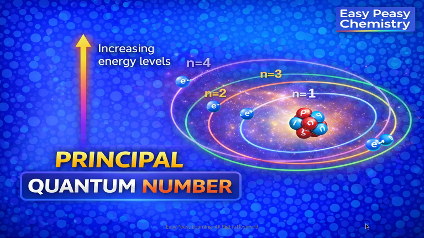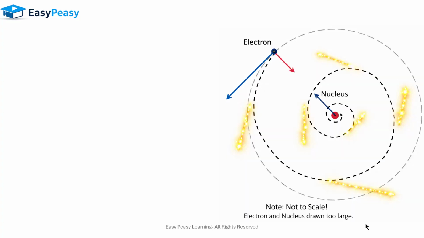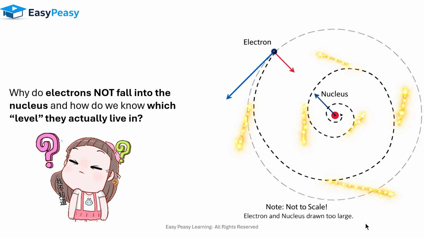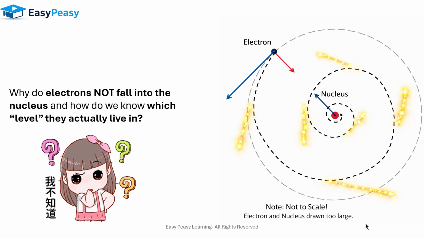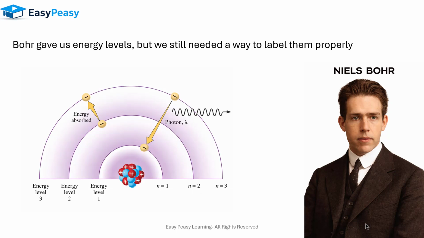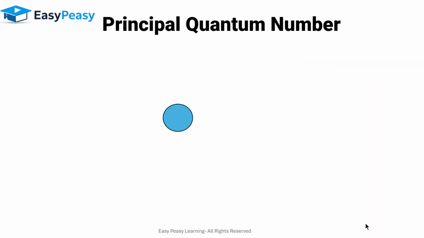The topic that we are going to discuss today is called the principal quantum number. Do you ever wonder why electrons do not fall into the nucleus, and how do we know which level they actually live in? The scientist who tried to answer this question is Niels Bohr. Bohr gave us the energy level idea, but we still need a way to label them properly. And that's where the principal quantum number comes in handy.